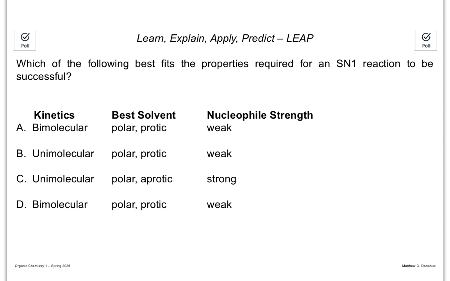So based on all of this information, which of the following best fits the properties required for an SN1 reaction to be successful? So what are the kinetics? What's the best solvent? And then what's the nucleophile strength? So SN1, the 1 means unimolecular, so A and D are out. The best solvent for it, we wanted a protic solvent, so C is out. And then we want a weak nucleophile. So B is the best answer.